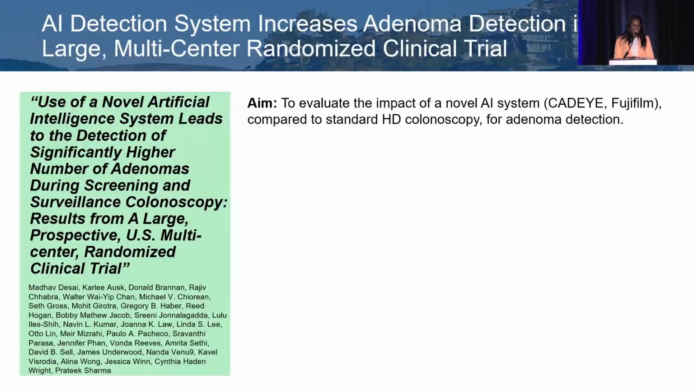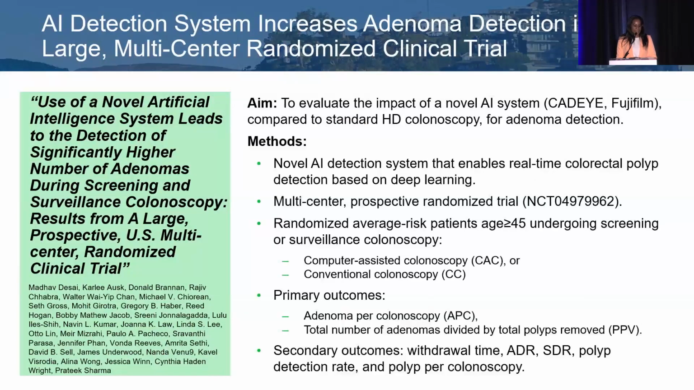I'll quickly mention a second study that had similar findings related to early detection or computer device and AI detection. This was actually a randomized trial that aimed to evaluate the impact of a novel system called CADe to standard colonoscopy for adenoma detection. So similarly, in this study, they introduced a novel device for real-time colorectal polyp detection, and they looked at a primary outcome of the adenomas per colonoscopy, or the APC. They had several secondary outcomes as well.